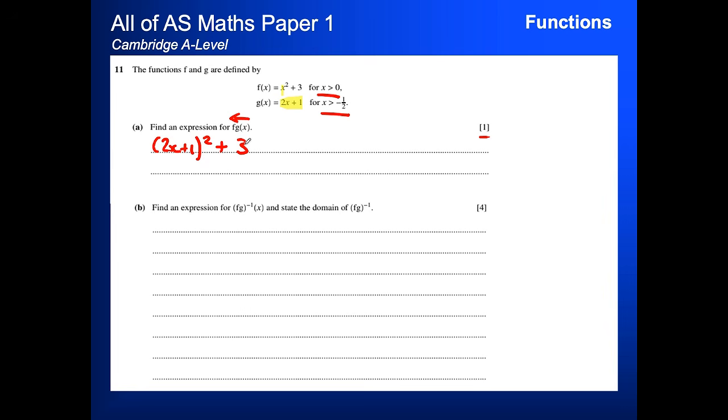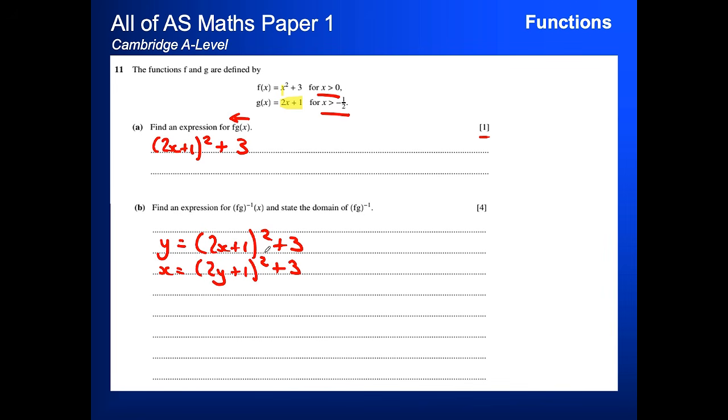And now this is a typical follow-on question. We now need to find the inverse of what we just did. And we have a standard method for doing this. The first thing we do is we make y equal to the function. So y equals 2x plus 1 all squared plus 3. Then we switch over the x's and y's. So we go x is equal to 2y plus 1 all squared plus 3.